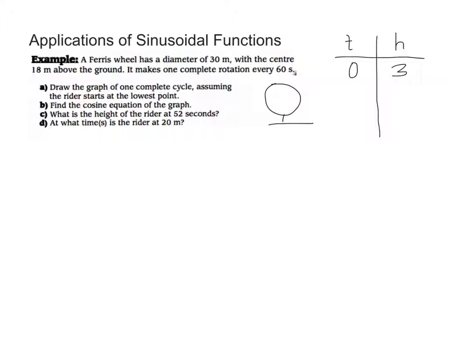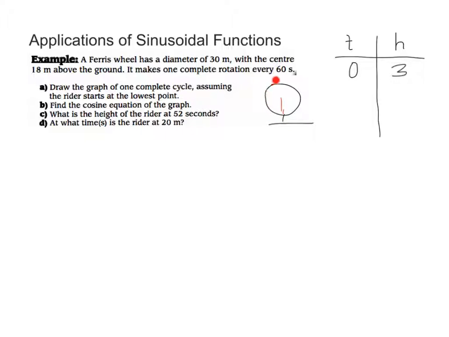3 meters is how far they are at the beginning, because this distance from the center to there, where they get on, is 15, but the center is 18 meters above the ground. So that's the extra 3 meters. It says it makes one complete rotation every 60 seconds. So if this thing starts spinning, so you get on here, and then it starts spinning, where's the next spot that it's easy to tell how high the rider is?